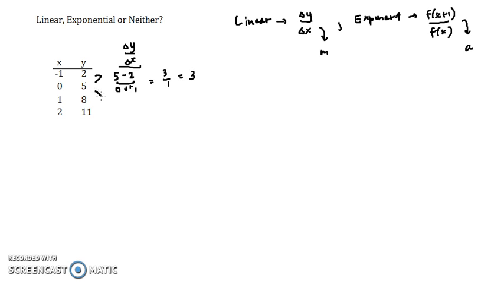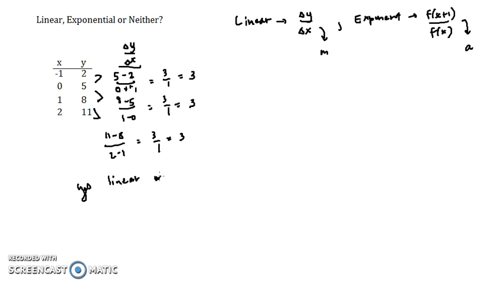Okay, now we've got to test the next one. We're going to do 8 minus 5 over 1 minus 0, and again we get 3 over 1 is 3. And then testing the last one, we're going to do 11 minus 8 over 2 minus 1, and again we get 3 over 1 is equal to 3. So this is what we were looking for, linear, last time if you remember, and they all match, so yes, it's linear. Sorry about that thunder. And we know that the slope is equal to 3.